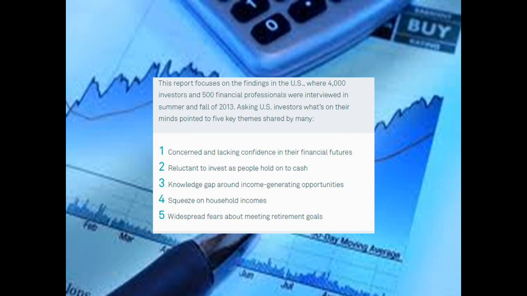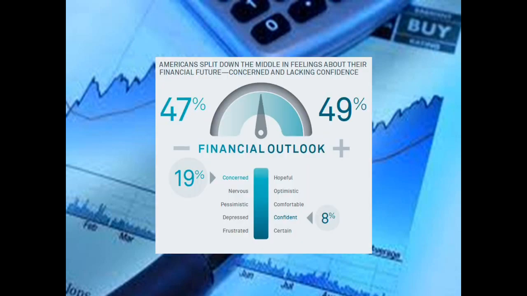Of course, we've had a difficult economy, and we've known this for a long time. There are widespread fears about meeting their retirement goals. So a lot of things on investors' minds. The first one is their financial outlook. The report says that investors are split down the middle as to whether they're optimistic or pessimistic about the future of the economy. 50-50. So you've got half of the investors in this survey who are quite concerned over the future of their financial situation.